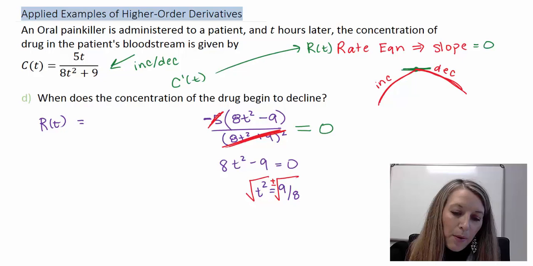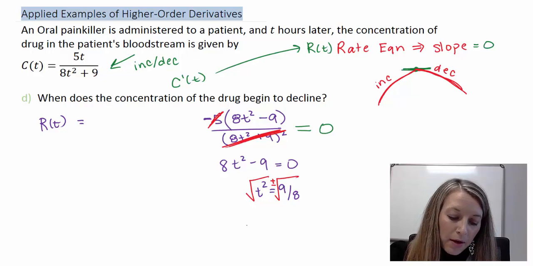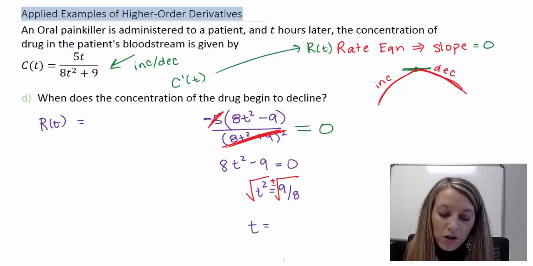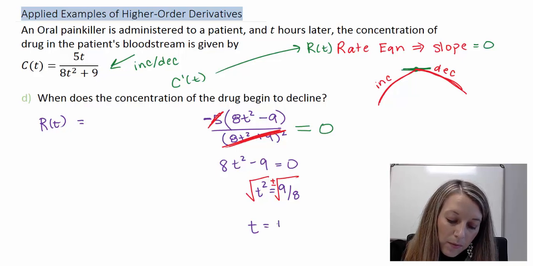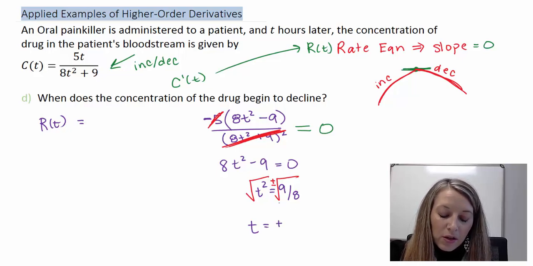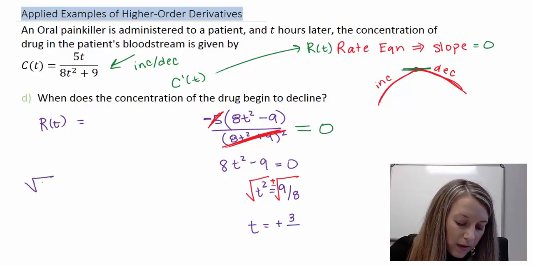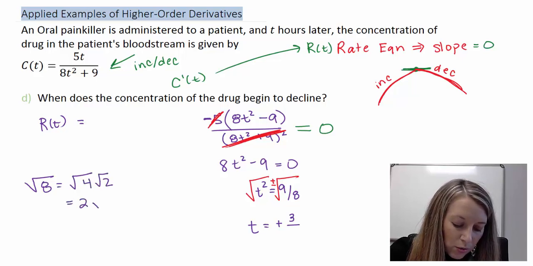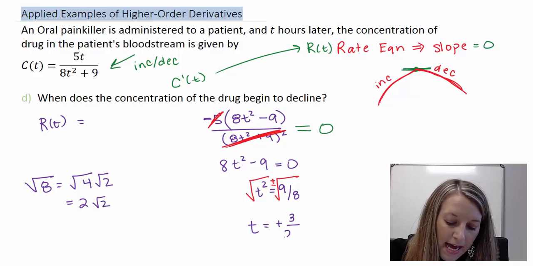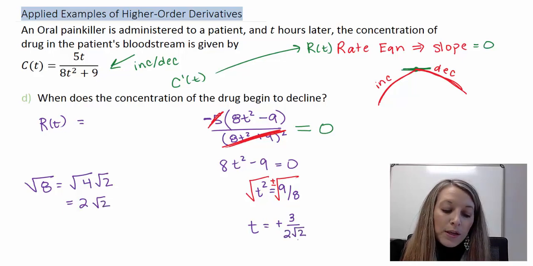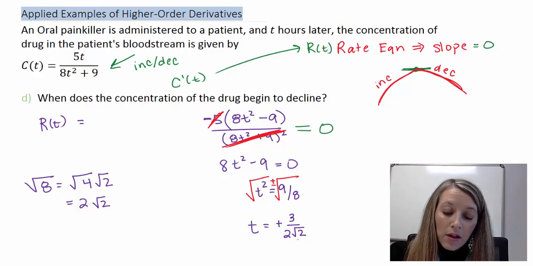But this is an applied problem. We're talking about time, so we're just going to look at the positive version of this. Let me simplify this a little bit. The square root of 9 gives me 3. I can also simplify the square root of 8. I can break it down as the square root of 4 times the square root of 2, so that gives me 2 root 2. So my exact answer here for when my concentration begins to decline is this value here.